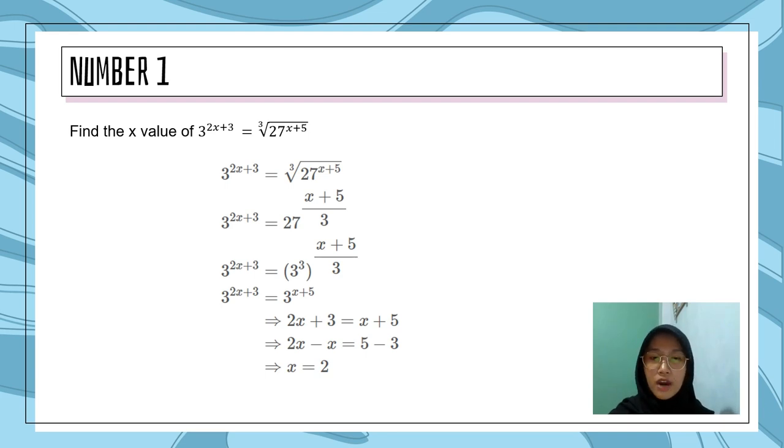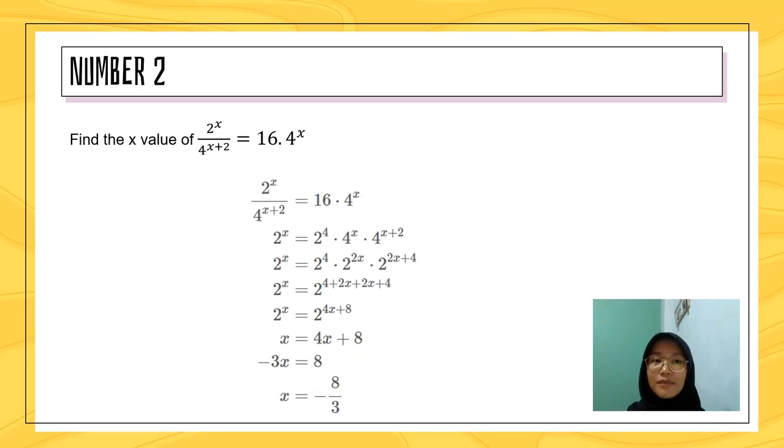And then 3 to the power of 2 times x plus 3 equals 3 cubed to the power of x plus 5 over 3. And then 3 to the power of 2 times x plus 3 equals 3 to the power of x plus 5. Because the bases are same, we can equate the exponent. So we get 2 times x plus 3 equals x plus 5. And then 2 times x minus x equals 5 minus 3. And finally, we get x equals 2.